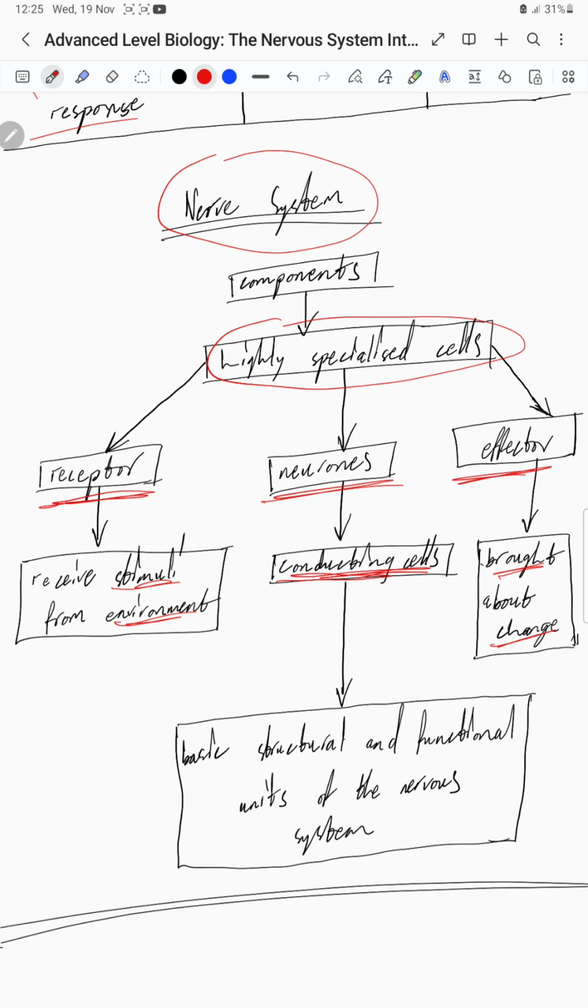Also looking into the neurons, these are the basic structural and functional units of the nervous system. So this is the introduction.